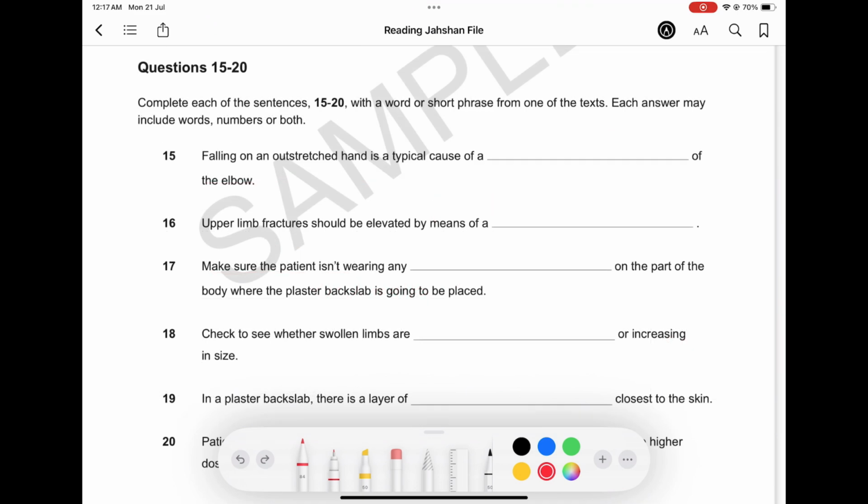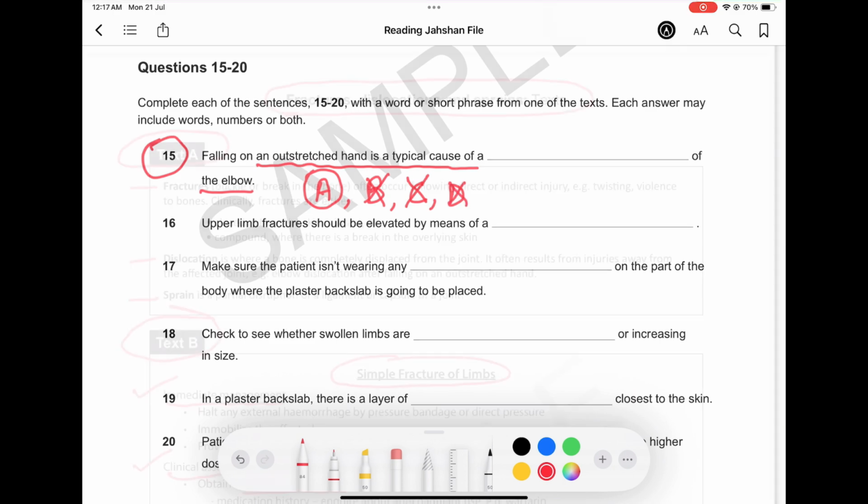In a similar manner, after doing questions 8 to 14, now we'll do question number 15, which is: falling on an outstretched hand is a typical cause of blank of the elbow. Now, this is filling the blanks, can it be in text A? It might be in text A. Can it be in text B? No, it doesn't seem like it. Can it be in C, the morphine part? No, they're not asking about it, nor about the plaster or the backslap.